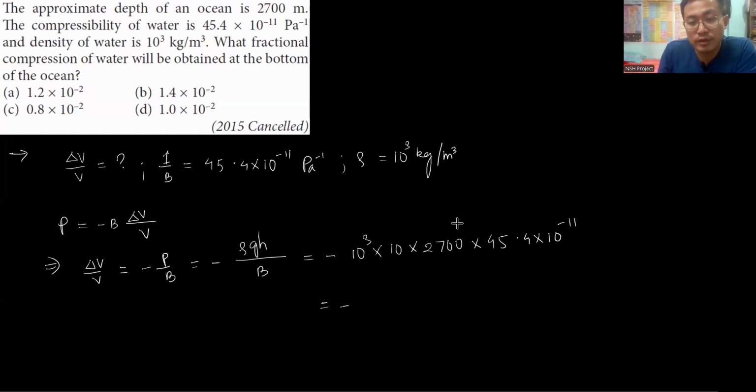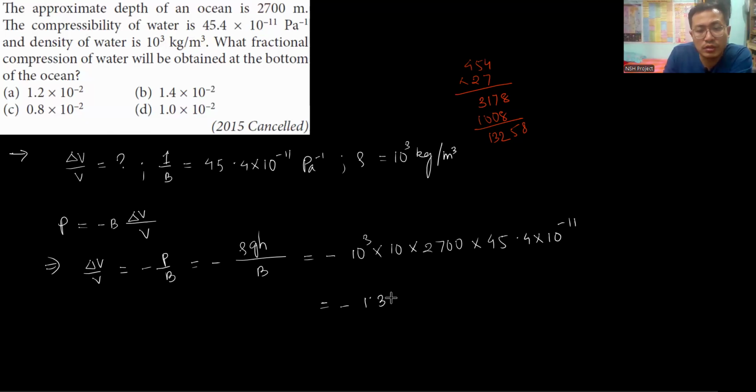So 10 to the power 3, 4, 5, 6. And then 27 into 45.4. So 454 into 27: 7 4 28, 7 5 35, and so on. Doing the multiplication, the result now will be 1.32.